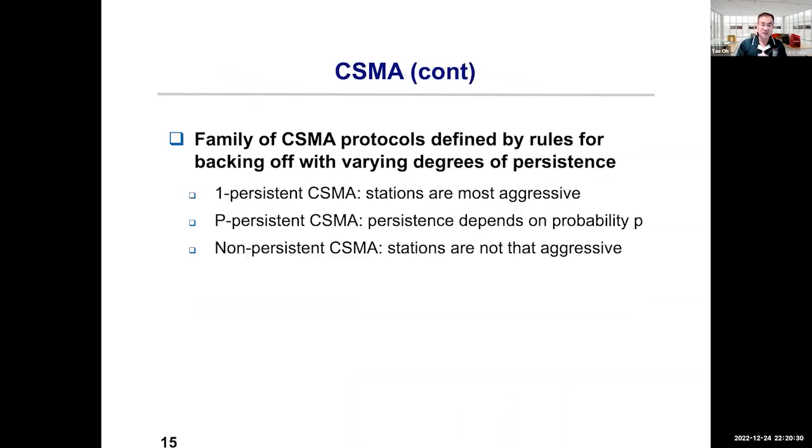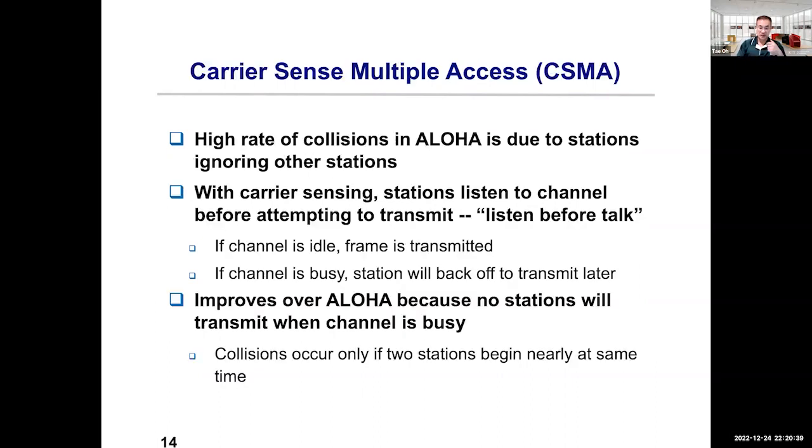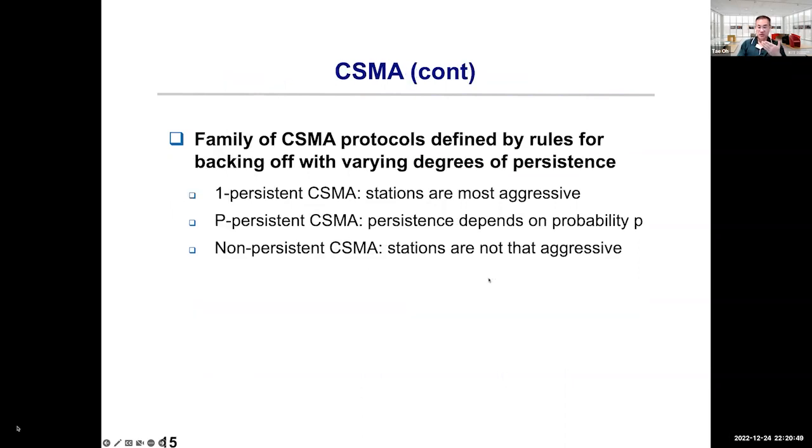There is a family of CSMA protocols defined by a rule. Let's say the medium is busy. When the channel is busy, you need to back off. So how much do you need to wait? We don't know that, right? So what they did is define different degrees of persistence.